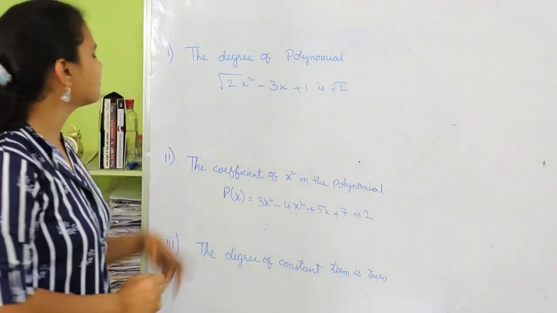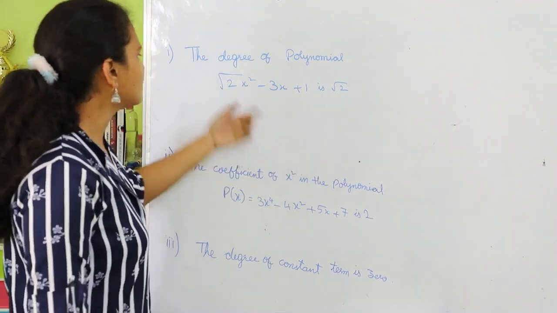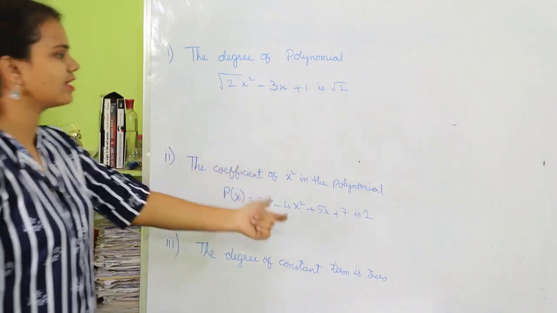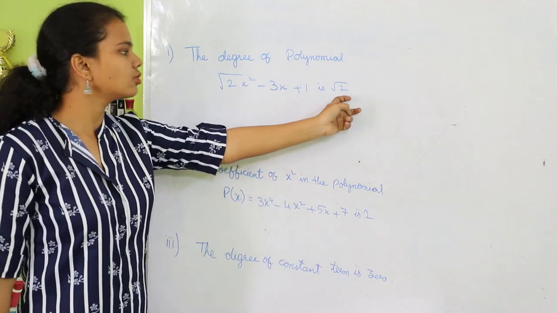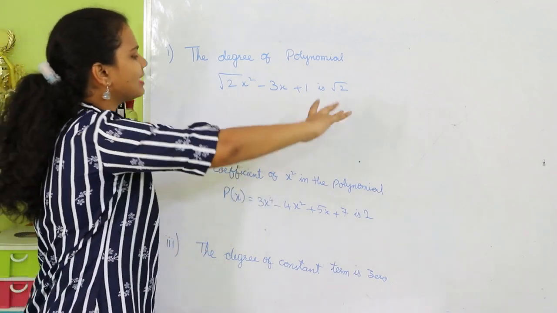Okay. So the first statement is about the degree of polynomial, where this is the given polynomial, guys. The degree of the given polynomial, root 2x square minus 3x plus 1, is root 2. So the degree is root 2. They are asking us to state whether this given statement is true or false.